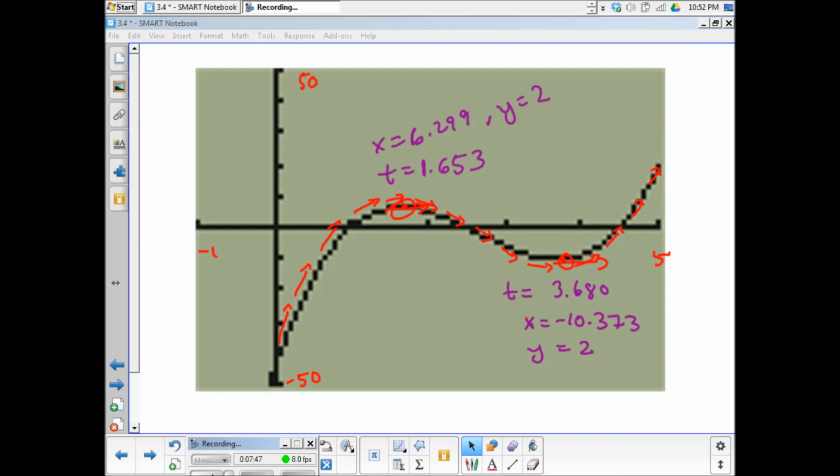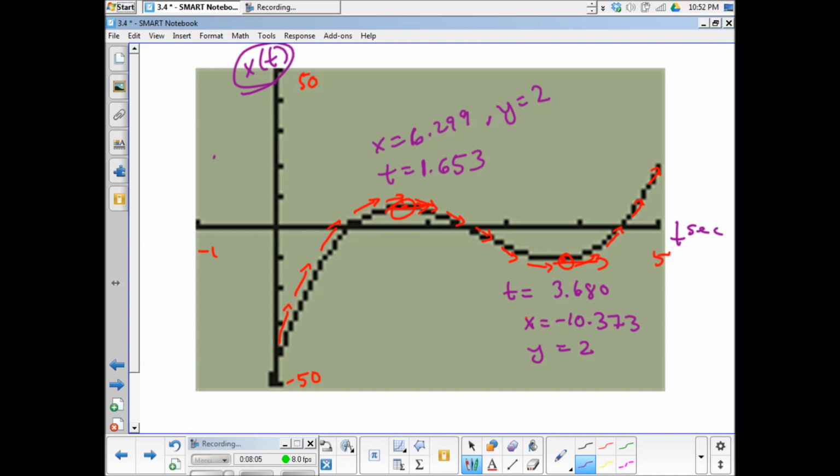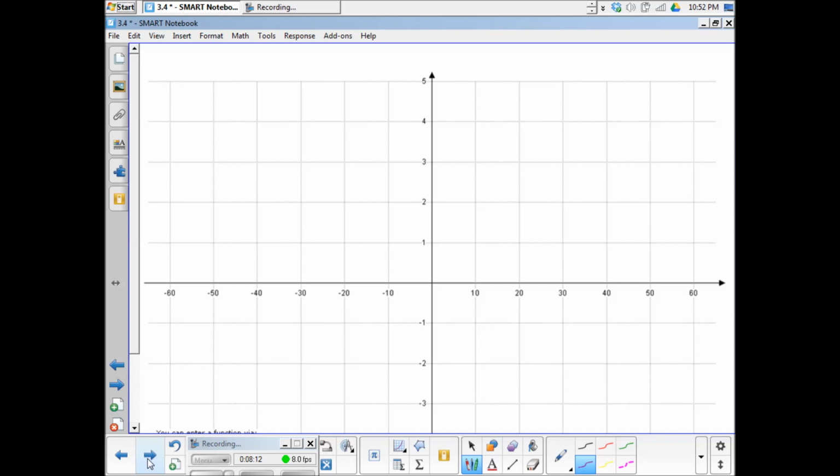Now remember, what you see here is an x of t versus t graph. So this is seconds, and this is x coordinate. So we're not looking at an xy path here. We're going to actually draw that right now. Okay, so we started with the point at about negative 45 at time 0. At time approximately 1.653 seconds, the object was over here at 6.299, comma 2. So the path was this direction.